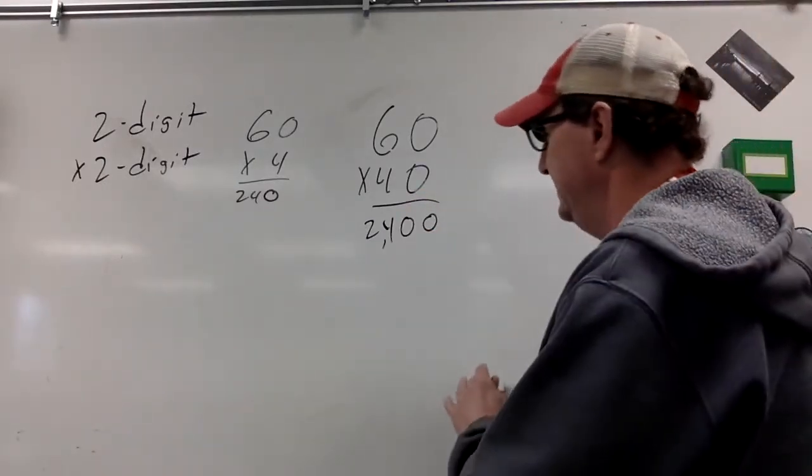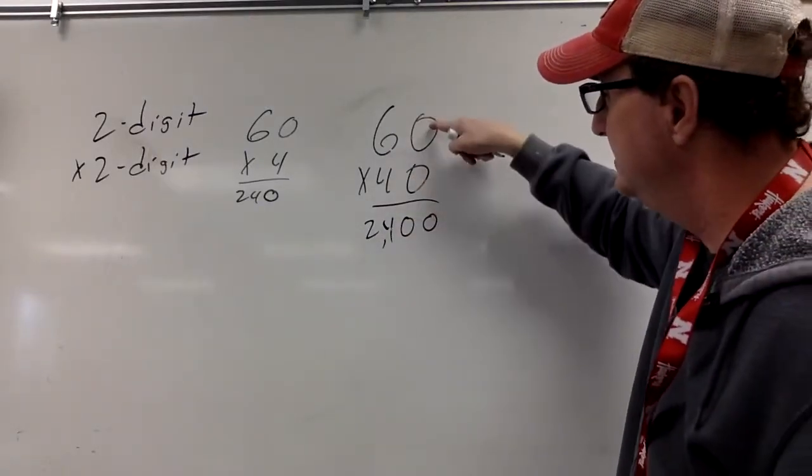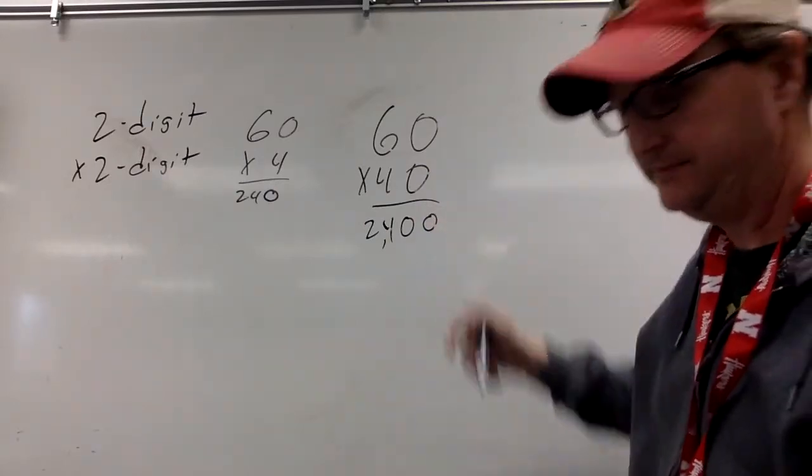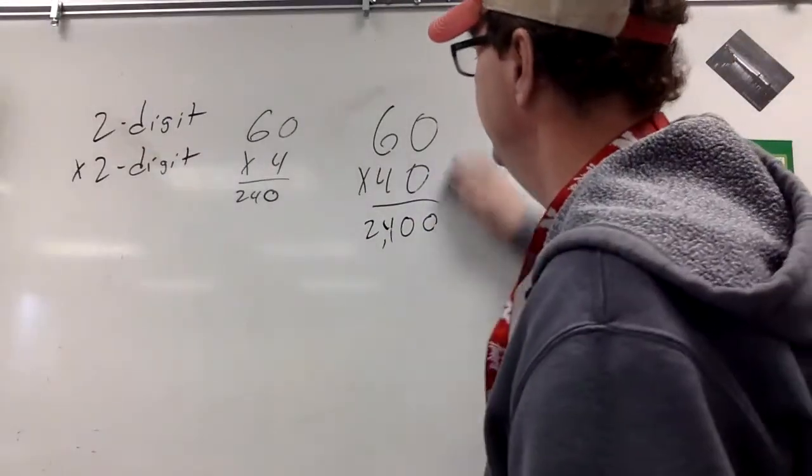Or you could just look at it like this. 6 times 4 is 24. 0 in 60, put a 0 in the answer. 0 in 40, put a 0 in the answer. All right? So let's practice a few of those.